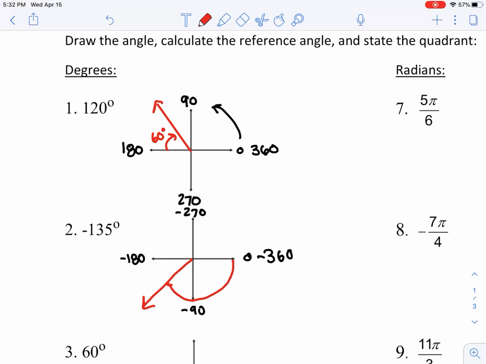Notice that I like to draw this little piece with an arrow there. That becomes important later on. A lot of teachers like to draw the bottom of it, the starting side, the initial side, whereas some teachers don't, they just draw that last piece.